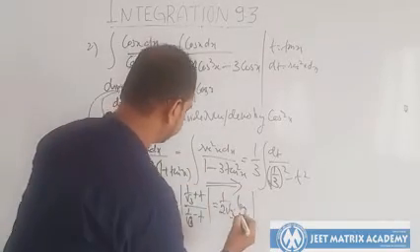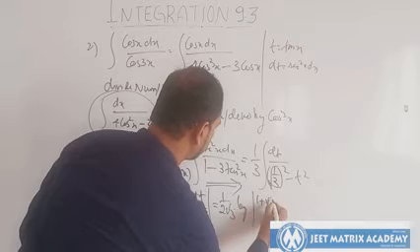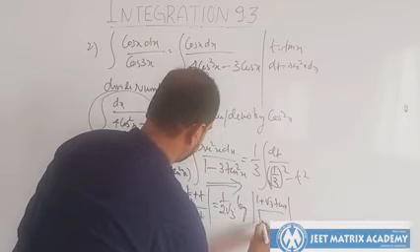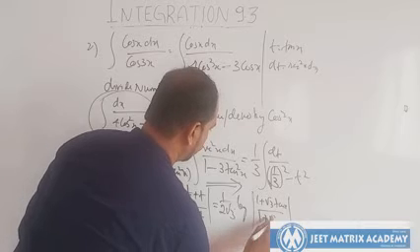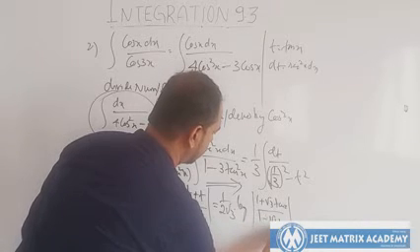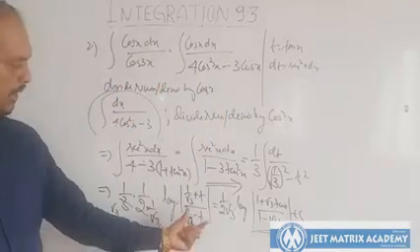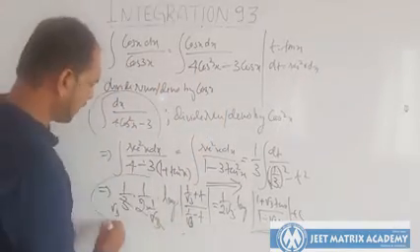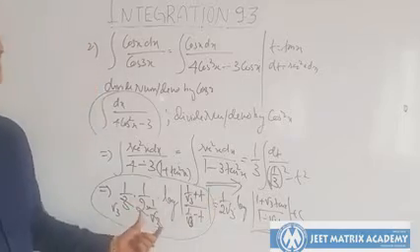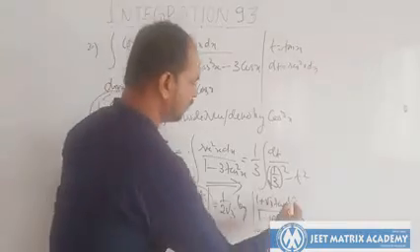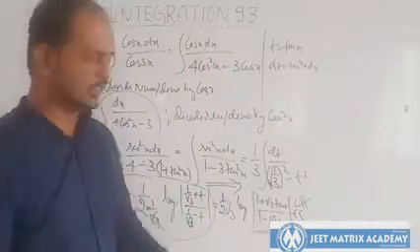So 1 plus root 3 tan x divided by 1 minus root 3 tan x plus c. So hope you are clear with this. I am directly applying the formula here. So better if you remember the formula, you can directly do it. So your final answer is this.